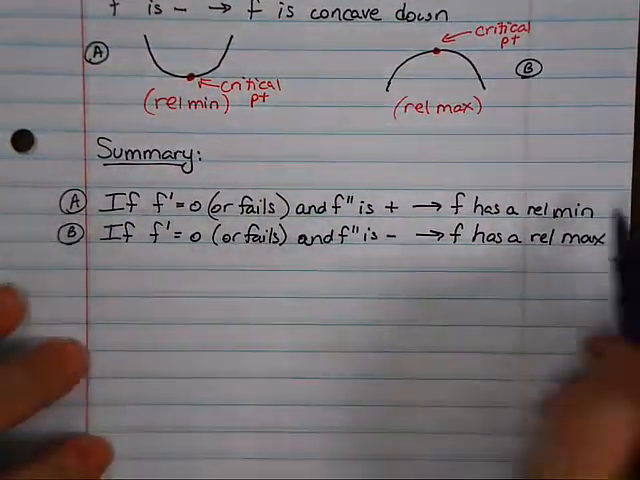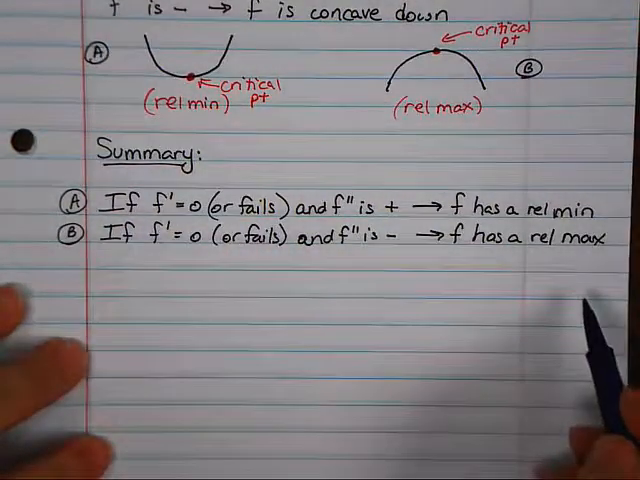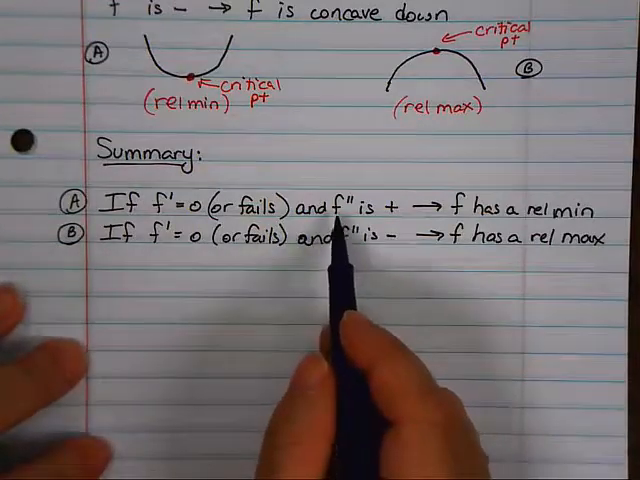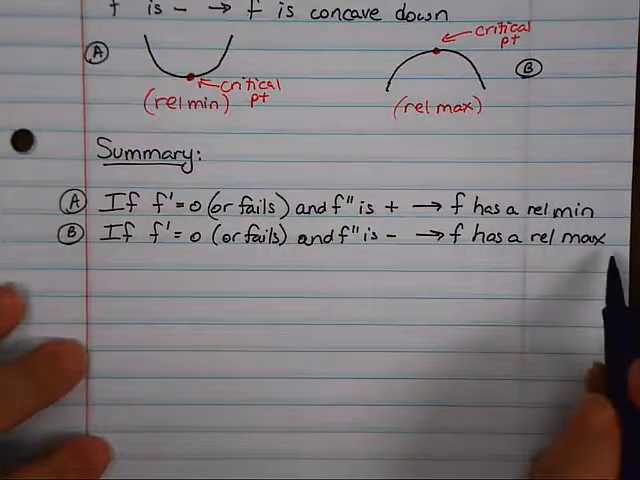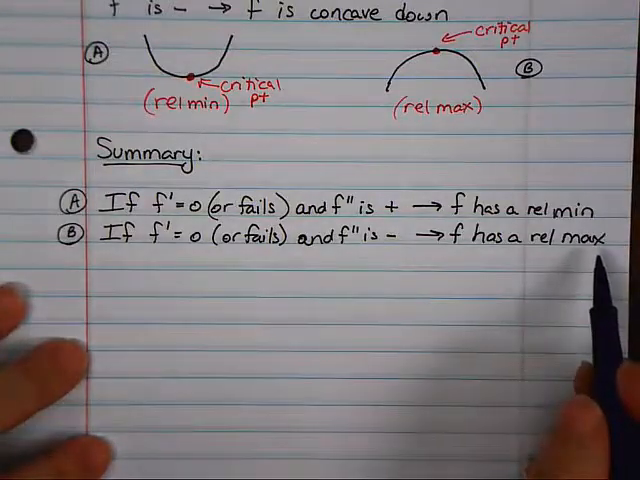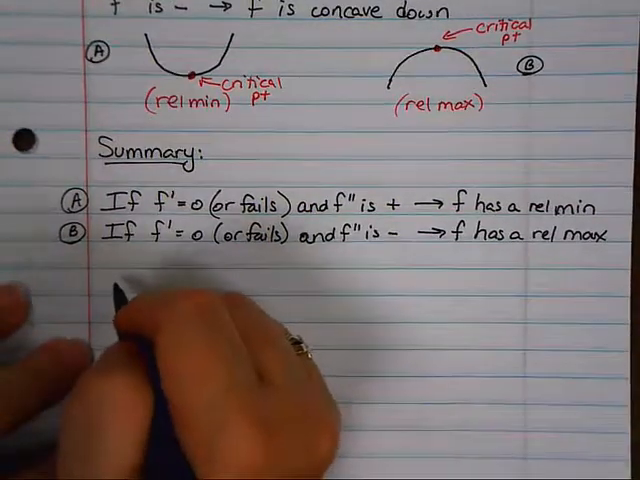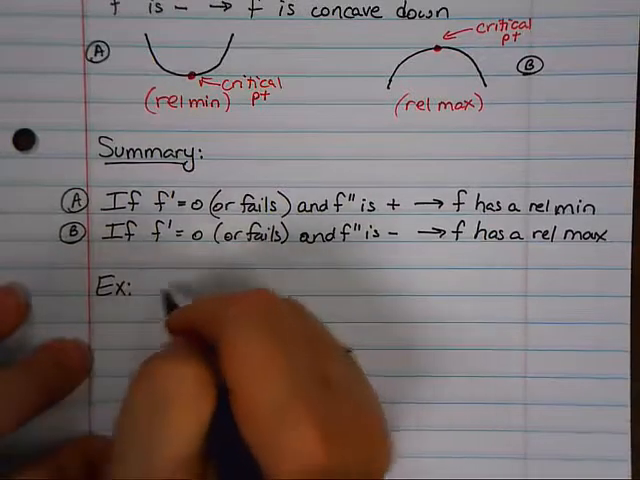So, this is what you need to take away from today. You need to know that if the second derivative is positive, it's going to be a min. If the second derivative is negative, it's going to be a maximum. Okay? So, let's do an example about this.